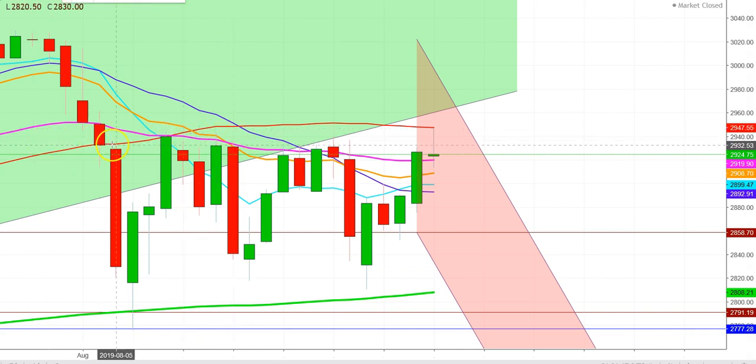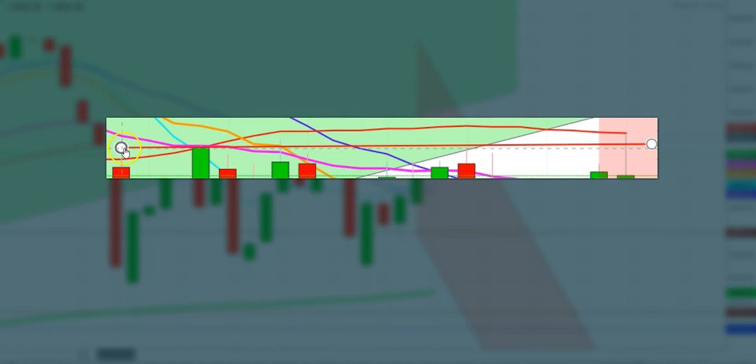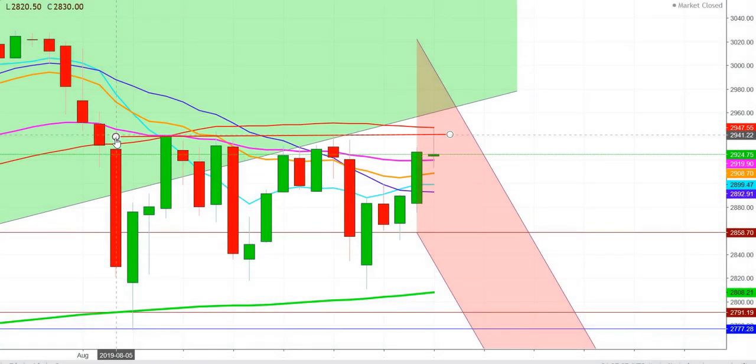Let me mark this level for you. Here you can see how the S&P 500 futures have been constantly witnessing stiff resistance at the level of 2941. Here you can see that after coming downward, when the S&P 500 futures broke this level on August 2nd, 2019, since then the S&P 500 futures have been constantly facing stiff resistance at these levels.